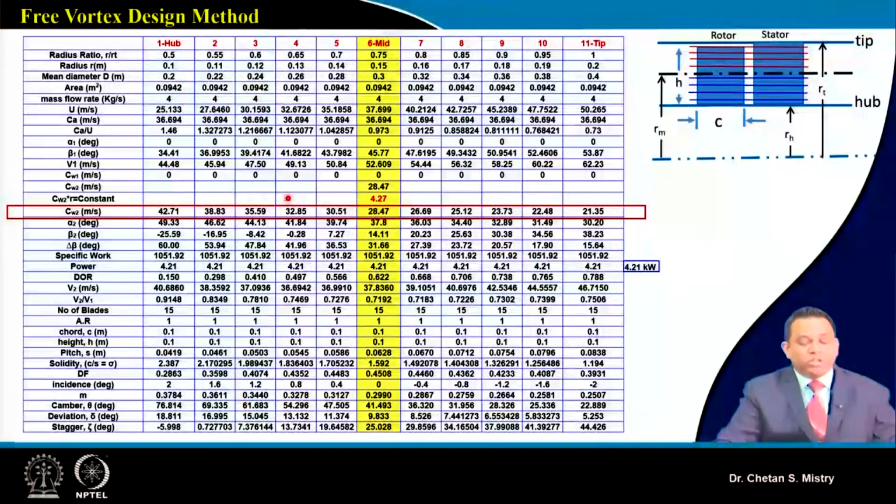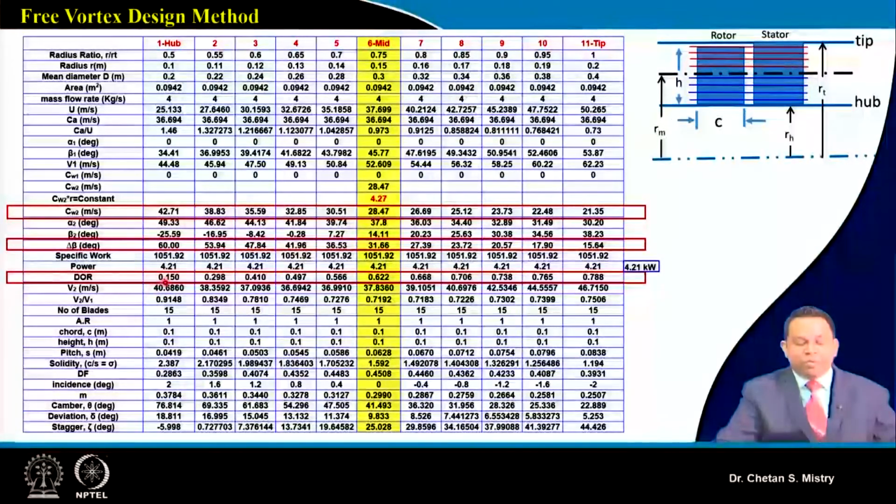Okay, now this is what is representing how my swirl component is changing from hub to tip. Because of this variation, we will have a delta beta variation that is varying in a systematic way. Remember, if you have a zigzag kind of variation, that means there is something wrong in your design. It should be a smooth curve for delta beta. So be careful and keep an eye on these parameters.